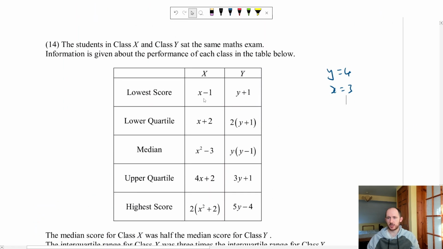Let's just quickly write out all of these answers now. I know, tedious, but we do know it. So 3 minus 1 is 2. 4 plus 1 is 5. This one will be 4 plus 1 is 5, times 2 is 10. 3 squared is 9, minus 3 is 6. 4 times 3 is 12. 4 times 3 is 12 plus 2 is 14. 3 times 4 is 12 plus 1 is 13. So we have 9, 11 times 2 is 22. 20 minus 4 is 16. Like so.